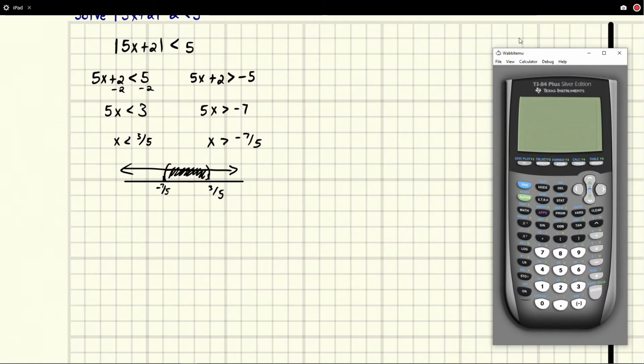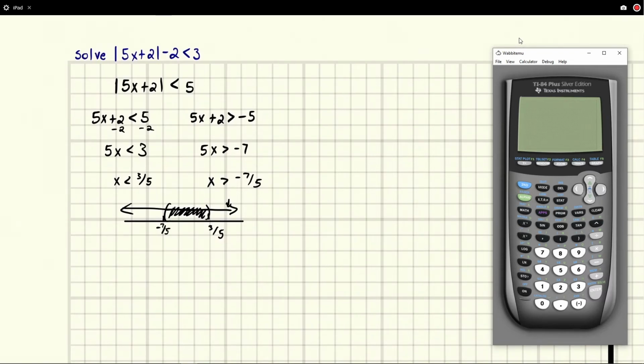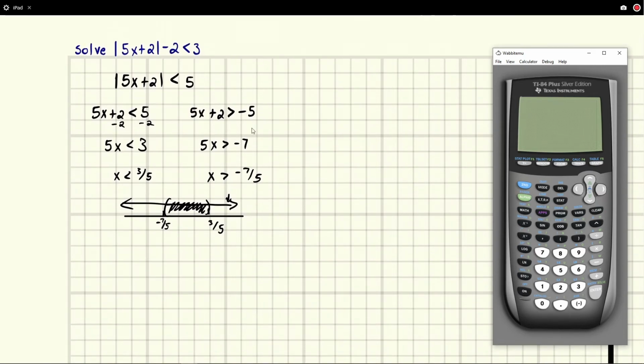It's going to be the area in between these two values, because if we pick a value that's too big, like way out here, we are going to wind up with something that's actually greater than 5. So let's go ahead and check it. Let me show you how to check it.